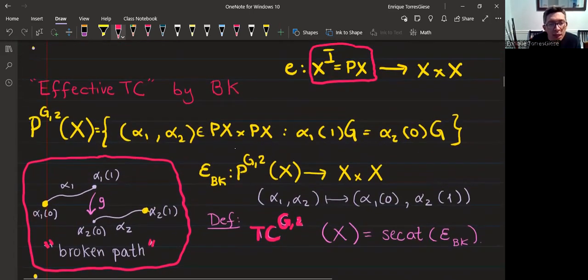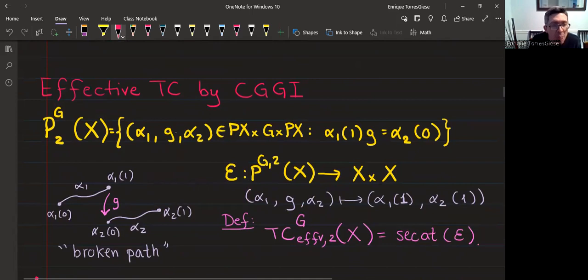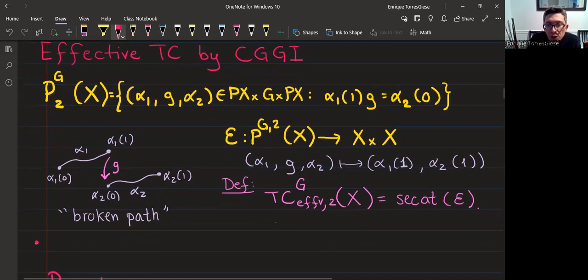Notice in this case, in the construction of Blasik and Kaluba, we are essentially just taking two components that can be glued, that can be patched. Now in the construction of these people, we are taking the two components and we are also keeping track of the group element that we can use to glue the broken path. So similarly, we have an evaluation function, and this affords the so-called effective TC that we're going to use.